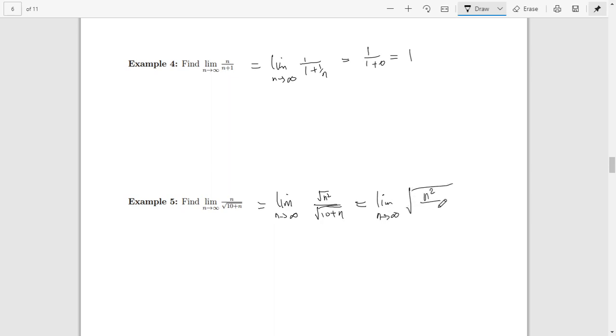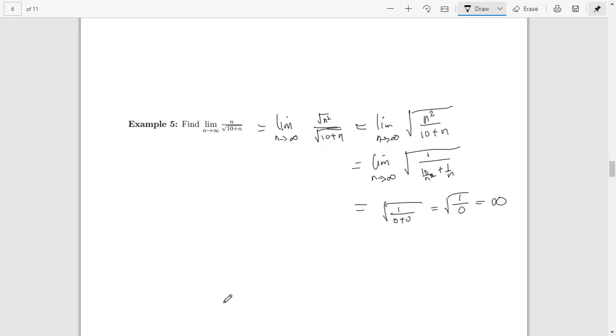n squared all over 10 plus n. The highest power here is n squared, so this is going to be equal to the limit as n tends towards infinity of square root of 1 over 10 divided by n squared plus 1 over n. If we divide this by n squared, we get 1 over n. If we take the limit of this, we are going to get square root of 1 over 0 plus 0, which is square root of 1 over 0, which is infinity.